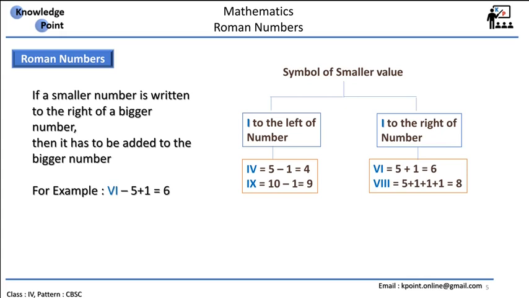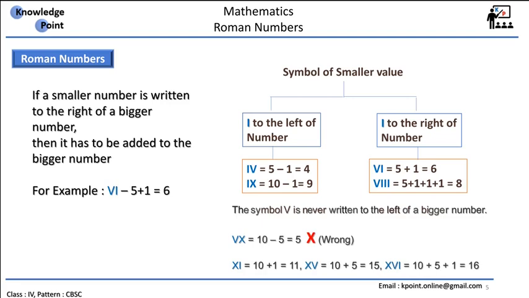Now if suppose we have written I to the right of the number, then the value should be added. Like here VI. So I is to the right of V and therefore the value should be added, like 5 plus 1 is equal to 6, or 5 plus 1 plus 1 plus 1 is equal to 8. The symbol V is never written to the left of a bigger number.